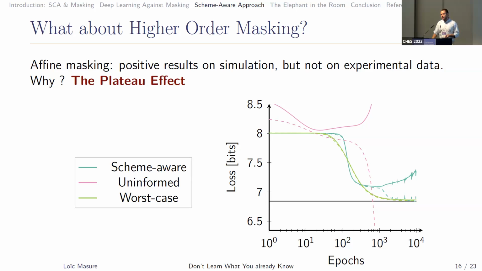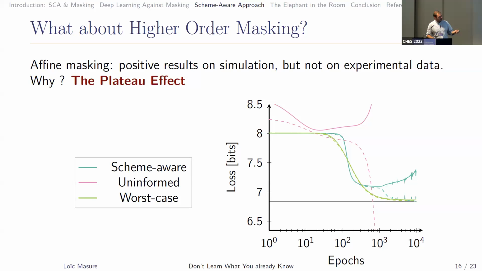ASCAD V2 is an AES protected with affine masking. So the first thing we did was to run some simulations on the affine masking. You can implement this discrete convolution layer with affine masking. This is a bit tricky, but this can be done fairly well.